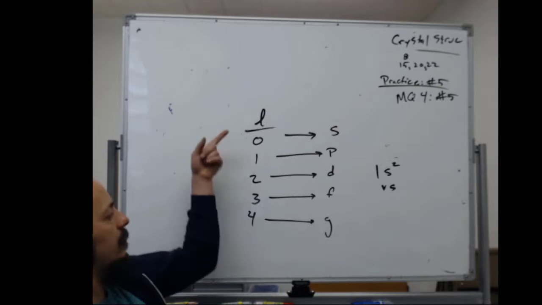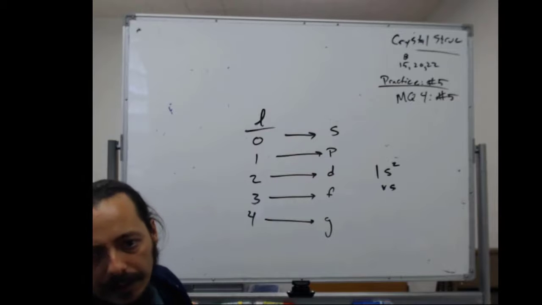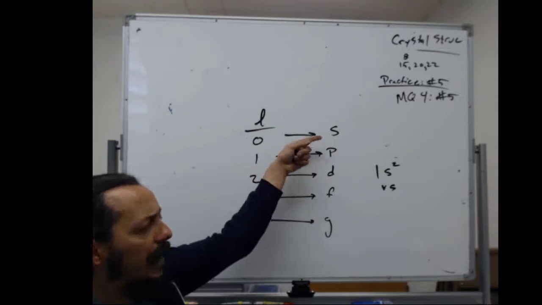And so for mine, I've got L equals 3. I would use letter code lowercase f. And these are all lowercase. My S looks big, but it's lowercase.